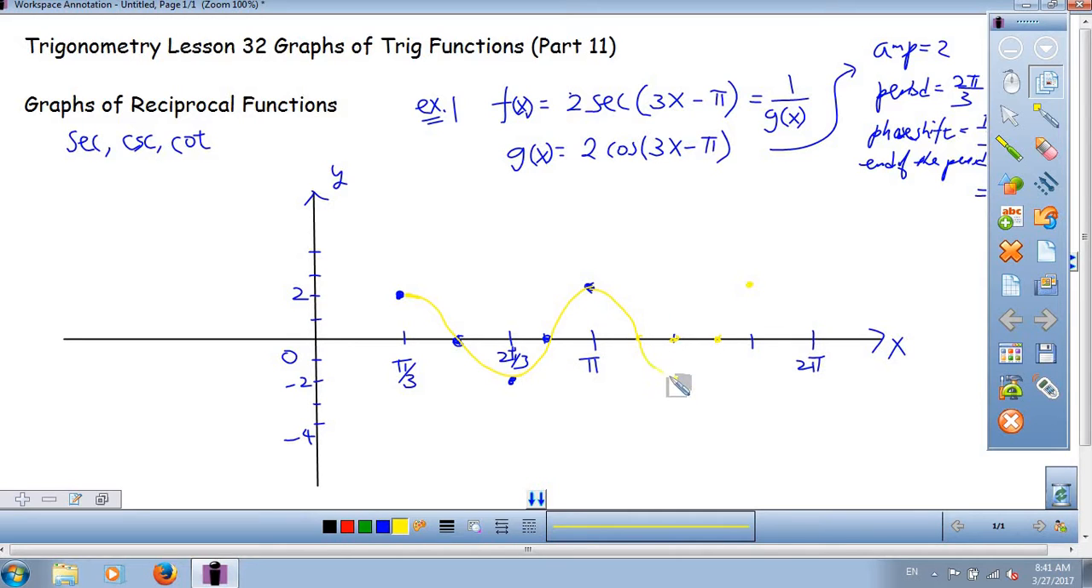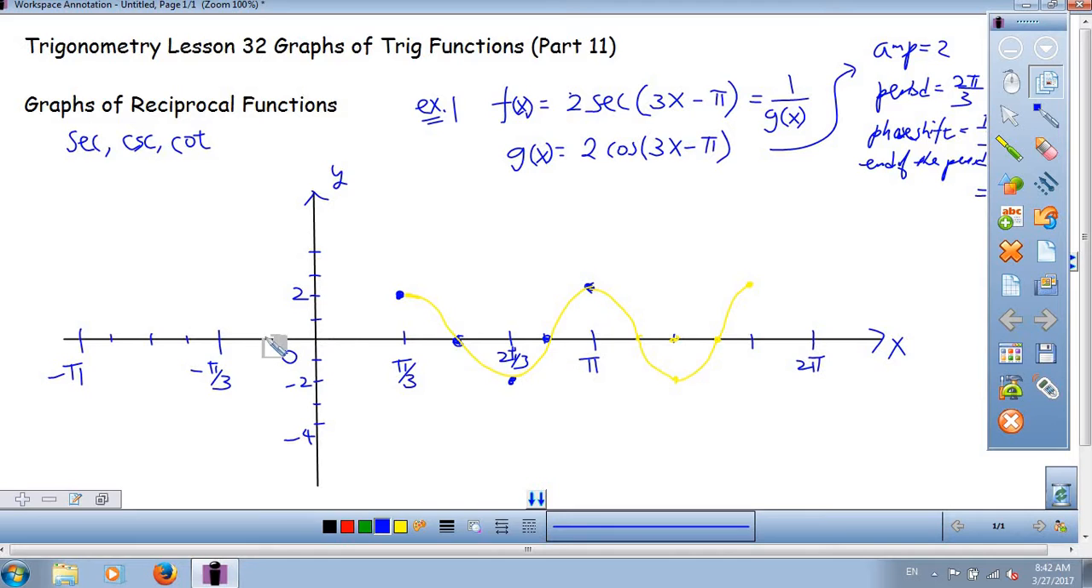So I know it may be a little bit hard to see, but cosine, remember, this is the reciprocal function here. All right. Now, how about in the middle here? Well, let me go ahead and mark negative pi over 3. Okay, and then negative pi.